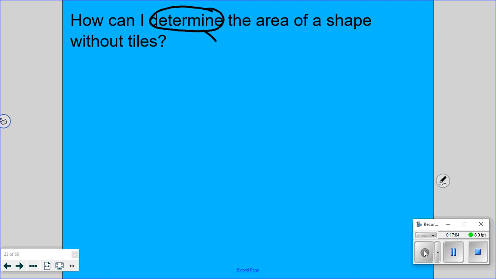Callie, what do you think? Maybe like do. Yeah. Determine is all of those things. I like figure out. That one makes my brain happy. That's how I'm going to think about it, so I'm going to write that one down. How do I figure out the area of a shape without tiles?